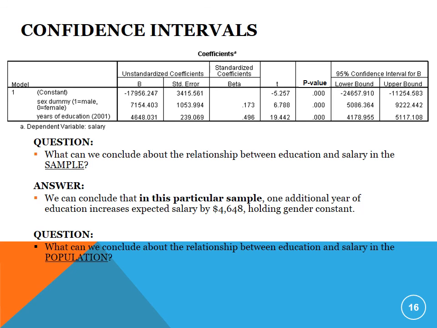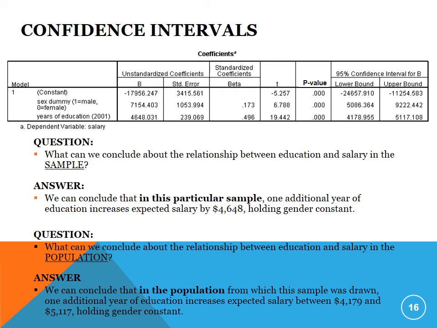In the population, as we scoot on down to the very last couple columns there, we see a range that is pretty narrow, so that's telling us that this is pretty significant. It's telling us that in the population from which the sample was drawn, one additional year of education increases expected salary anywhere between $4,178 and $5,117, holding gender constant. Okay?